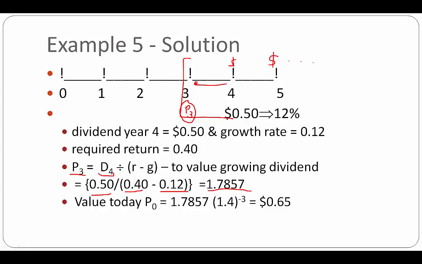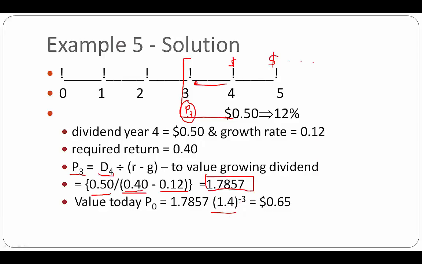We've calculated cash flow as at date 3. We need to bring it back because we're wanting to price the share today. We're going to bring it back to today dollars. So if we've got the price as at date 3, we need to bring it back to date 0. Our discount rate is 40%. So there's 1 plus 40%.